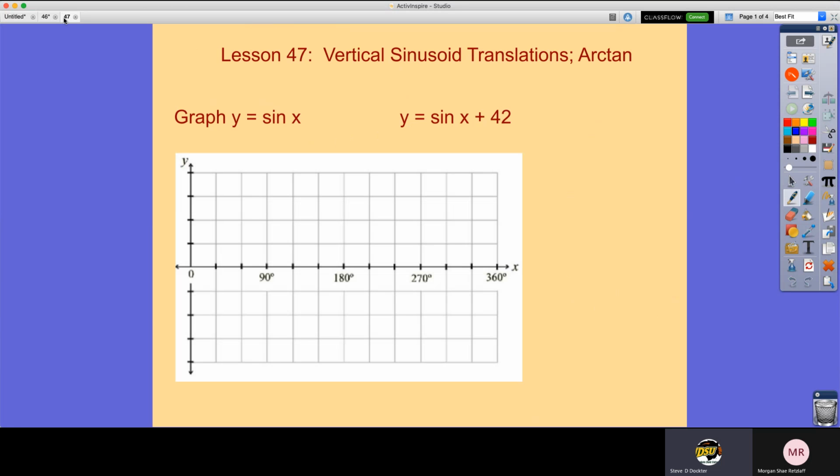Going on to 47. If you need graph paper, go get graph paper. Vertical translations of, those are called sinusoids. All trig functions are called sinusoids. And then we're going to do a little arctangent at the end here. All done? Okay, thank you.